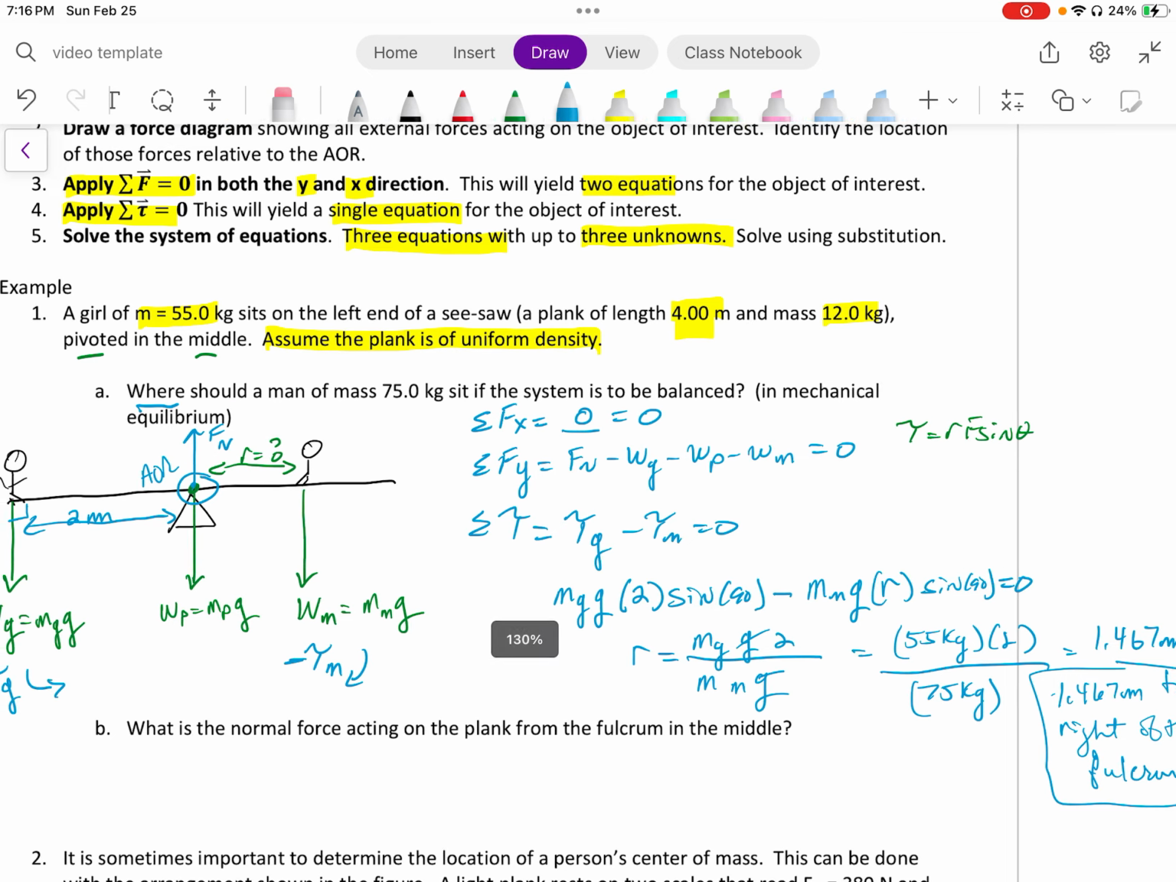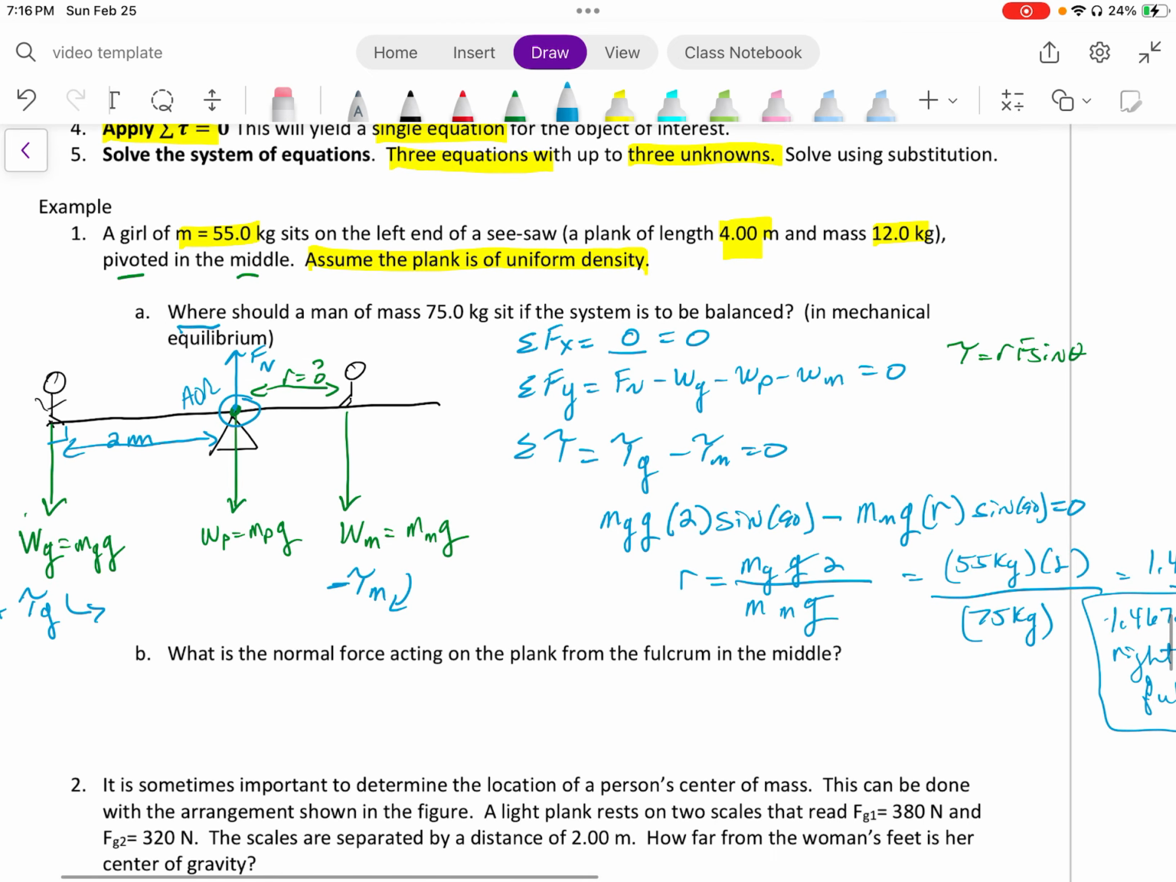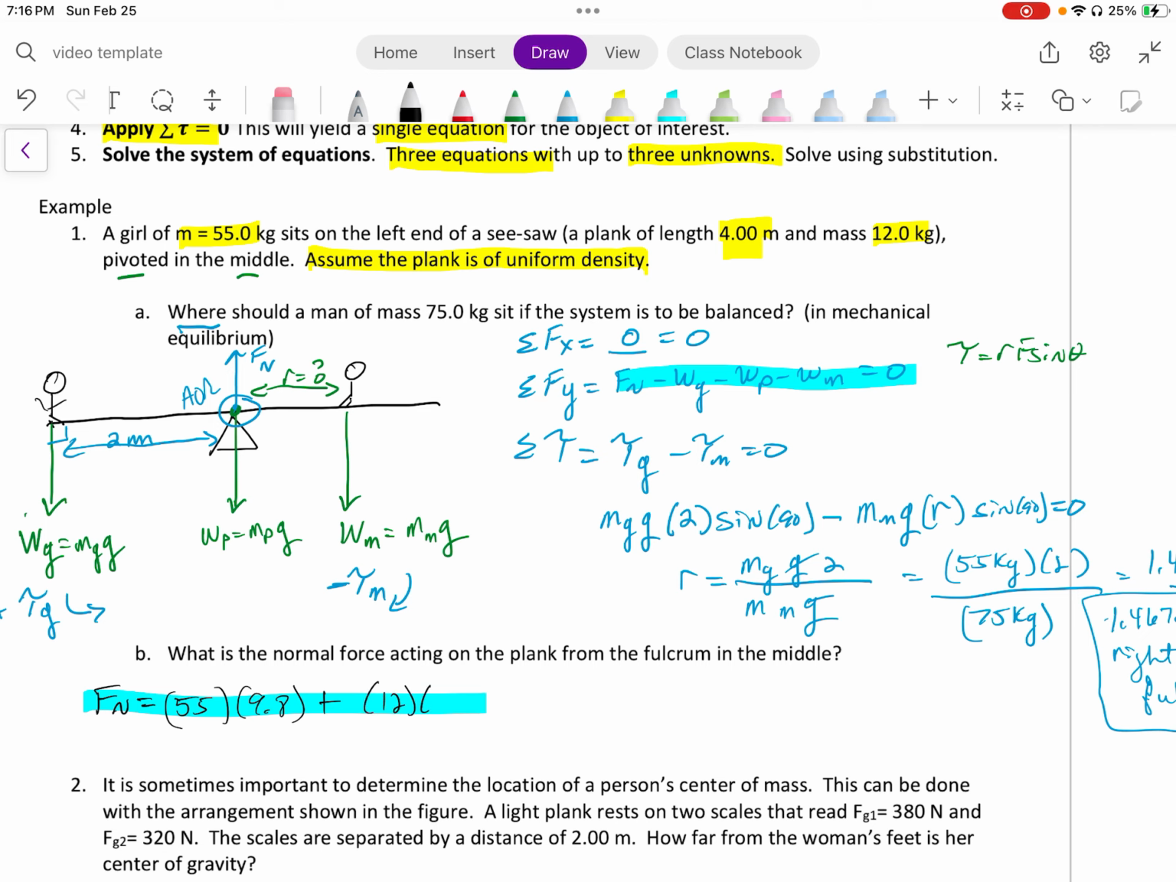What is the force normal acting on the plank? Well, I will have to go up and use my sum of the forces in the y direction equals 0, that equation right there. And I'll rearrange that equation for force normal, and I will find that force normal is equal to the weight of the girl, which is 55, times little g, which is 9.8, plus the weight of the plank, which was 12 kilograms times 9.8, plus the weight of the man, which was 75 kilograms times 9.8.